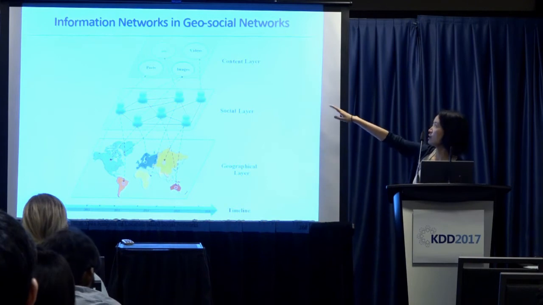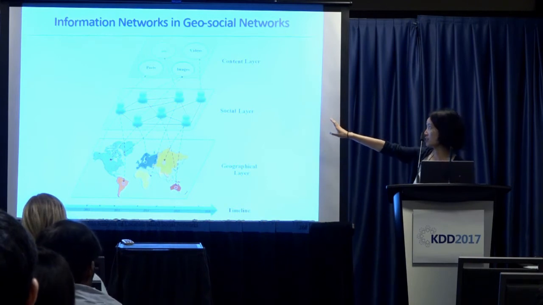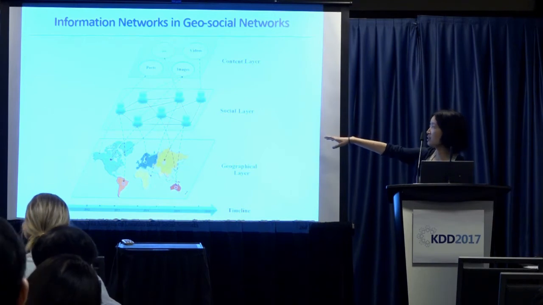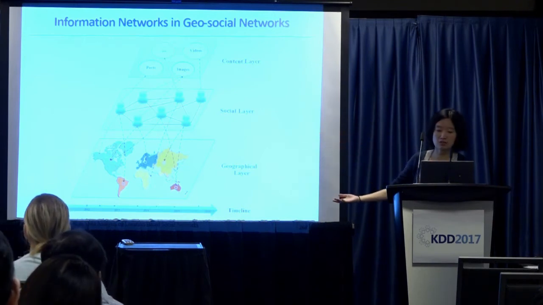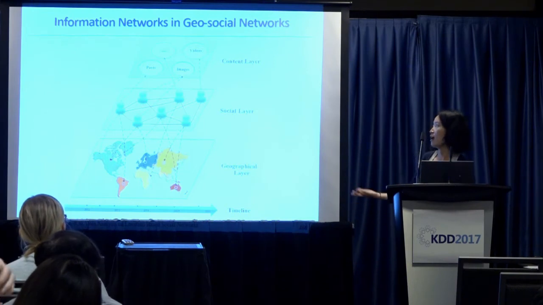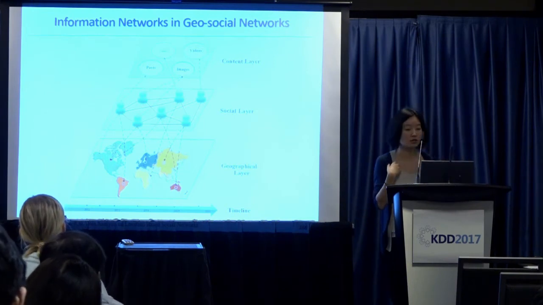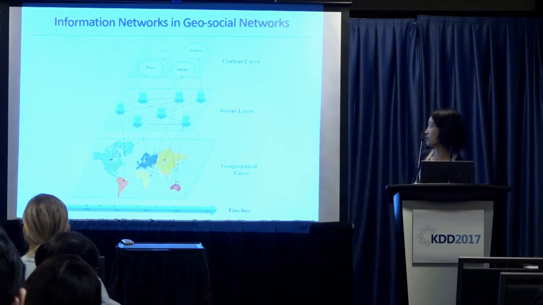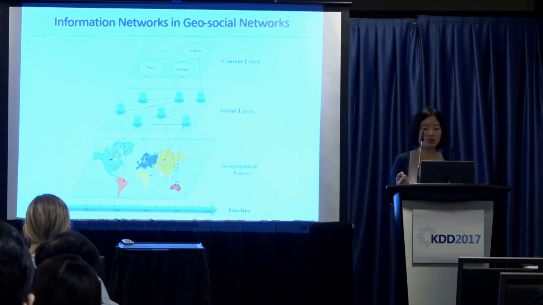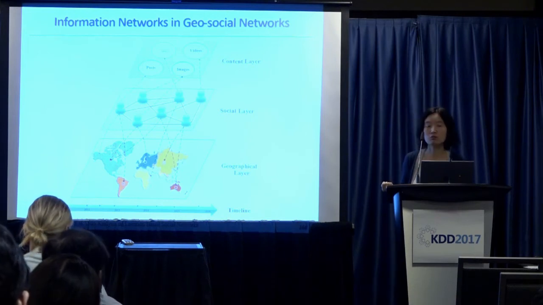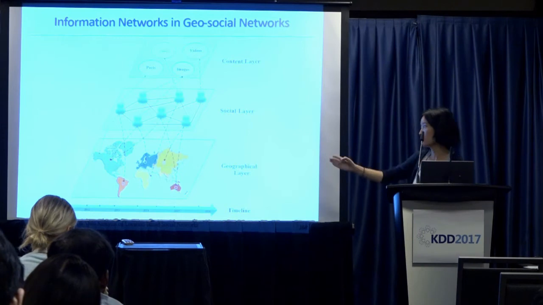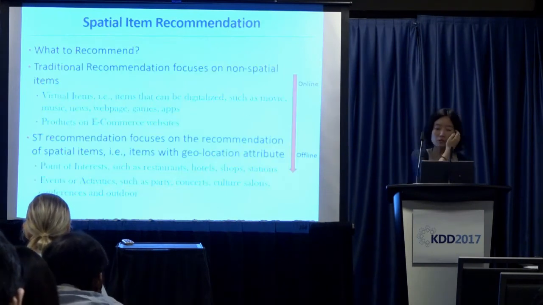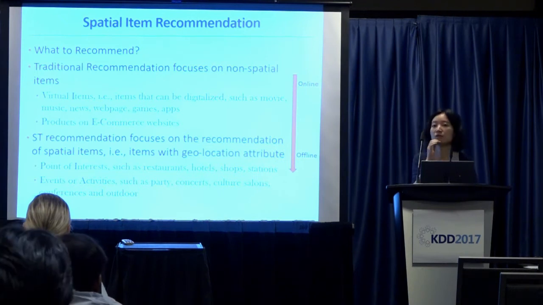If you look at the top layer, it's a content layer. There are many different things like videos, posts, images, things like that. The second layer is a social layer, because you still have your friends in this kind of location-based social network. And in the bottom layer, we have the geolocation information. Also remember that we have time, so everything will evolve along with time. So what is spatial item recommendation?